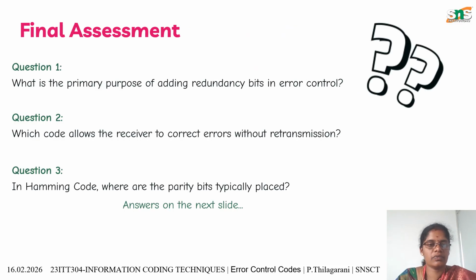Final assessment. Question number 1: what is the primary purpose of adding redundancy bits in error control? Second question: which code allows the receiver to correct errors without a retransmission? Third question: in Hamming code, where are the parity bits typically placed?